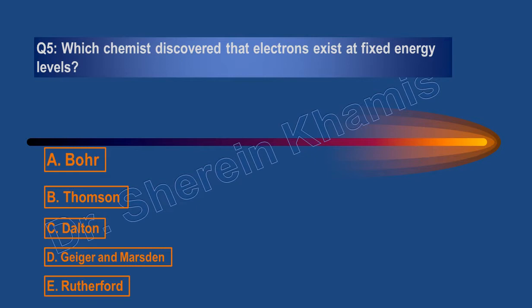The first one explained the energy levels, and it has a fixed or quantized energy. We have here Bohr. Okay, let's go to question number 6.